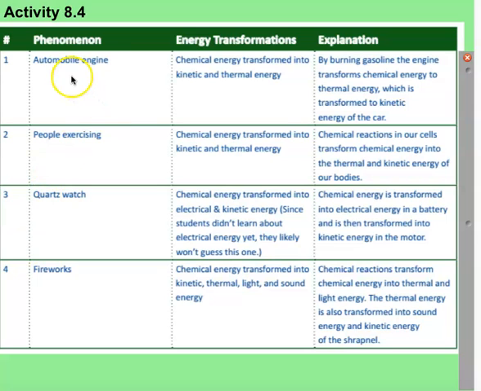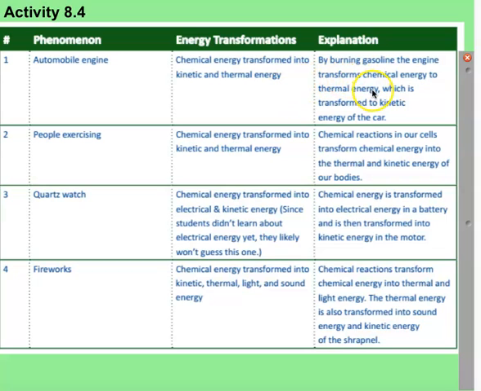So when we looked at the car engine, what energy transformations? Well, there's definitely CE going into KE. There's also going to be some thermal energy. Some of you might have said sound energy because you can hear the car running. You can add that to this list as well because you're absolutely right. Are you going to see light energy? Probably not within the engine itself.